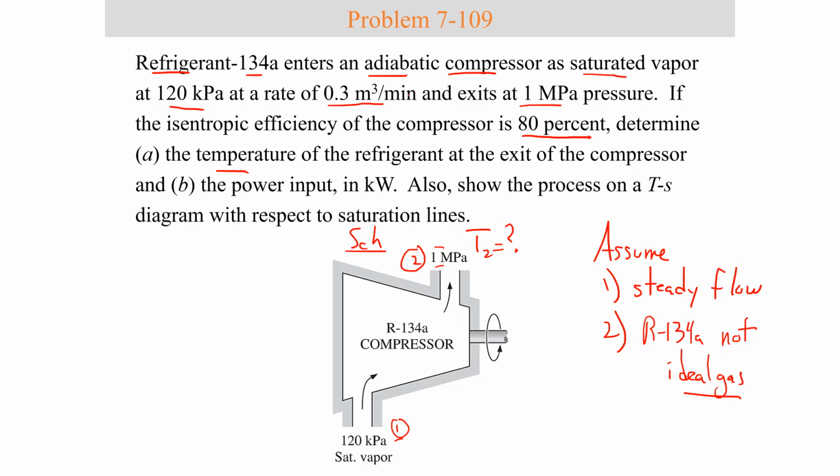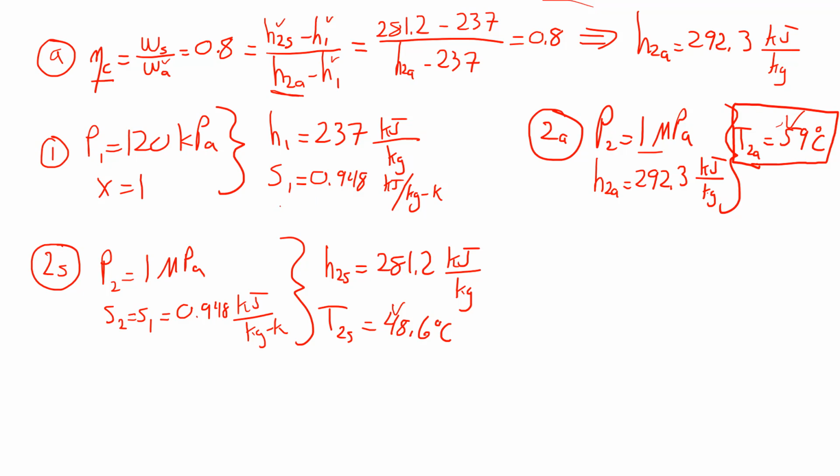If you come back here to the problem statement, we're given that the volume flow rate is 0.3 meters cubed per minute, right? So that's at the inlet. The volume flow rate at the inlet is 0.3 meters cubed per minute. So with that, we should probably go back, and at state 1, you can get the specific volume, right? So that specific volume would be 0.16212 meters cubed per kilogram.